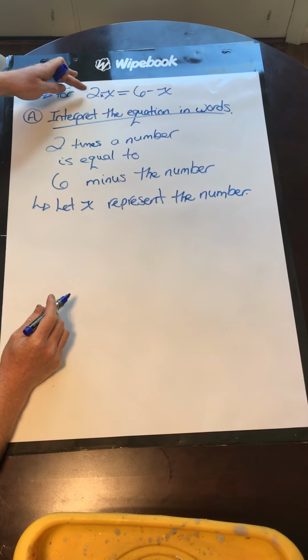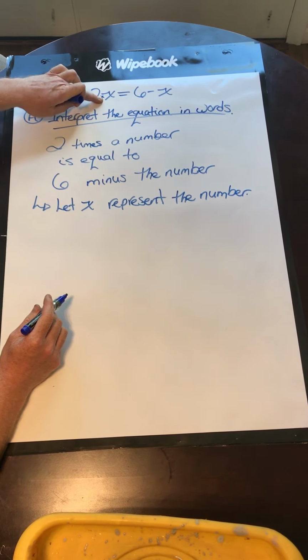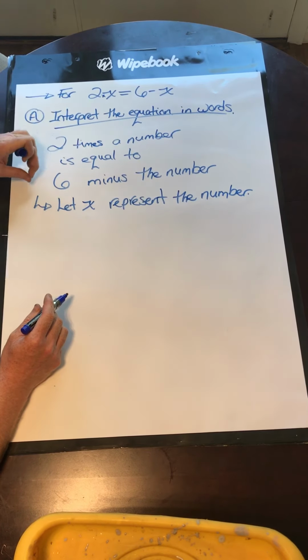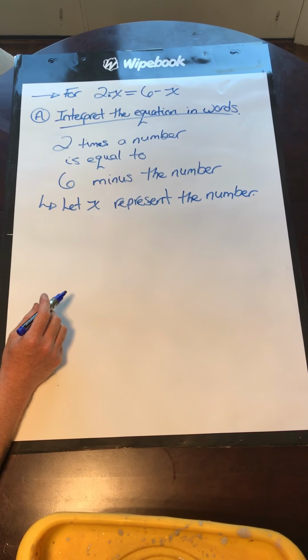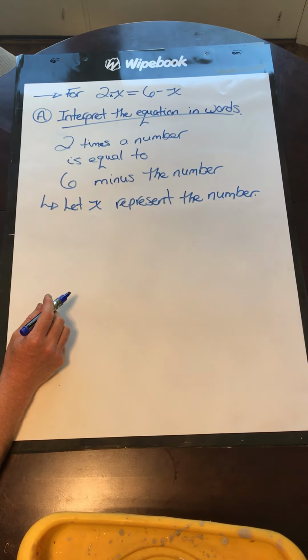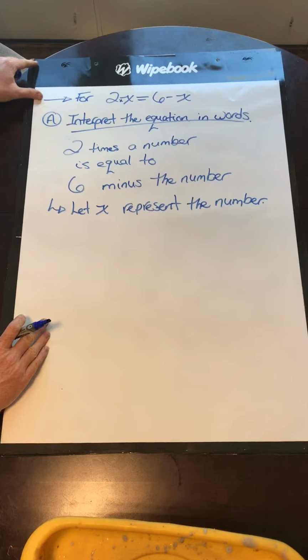Okay, so in words, this is 2 times a number, because we're letting x represent the number, is equal to 6 minus the number. So that's interpreting that in words. The next thing that we are going to do is we are going to use algebra tiles to solve the equation.